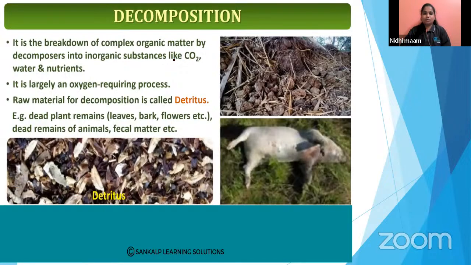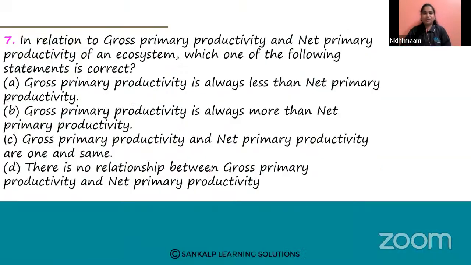Now let us discuss some questions, and then again we will brush up the concepts. In relation to gross primary productivity and net primary productivity of an ecosystem, which one of the following statements is correct? Gross primary productivity is always less than net primary productivity. Gross primary productivity is always more than net primary productivity. Gross primary productivity and net primary productivity are one and the same. There is no relationship between them.